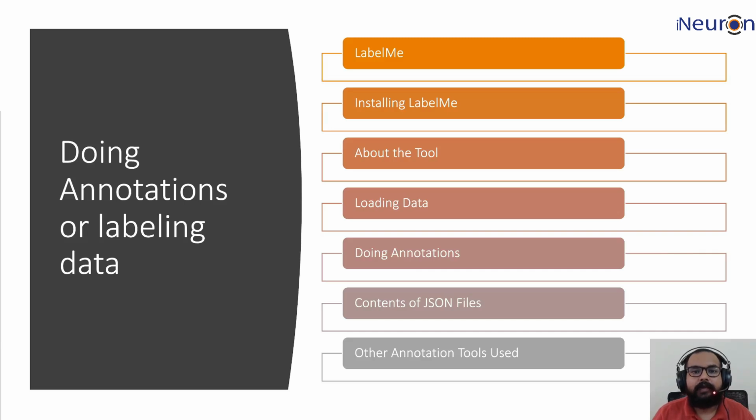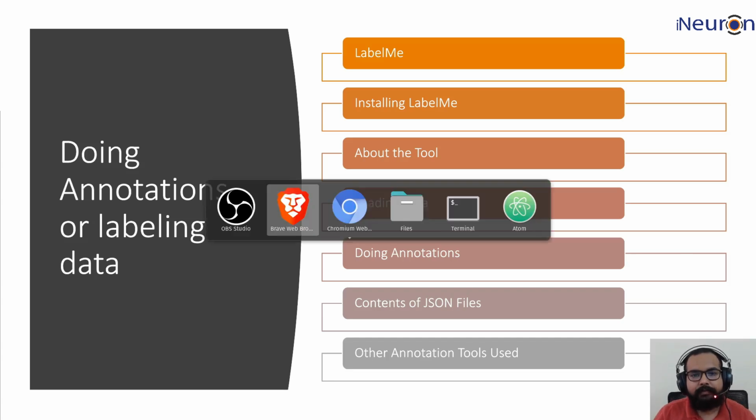Hello everyone, welcome to the lecture on doing annotations or labeling data. Here we'll be talking about the annotation tool that we will be using, which is Label Me. Then we will try to install Label Me in our local system. Then I will give you a brief idea about the tool, how to load data, how to do annotations, what are the contents of those annotation files, which will be in the format of JSON, and we'll be talking about some other tools that are available for annotation.